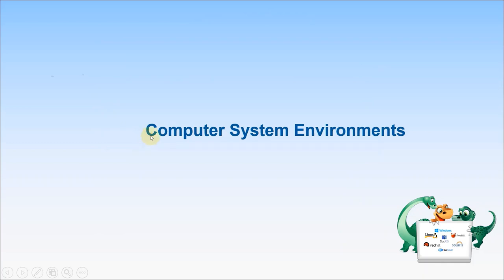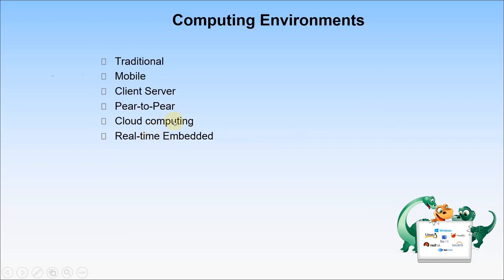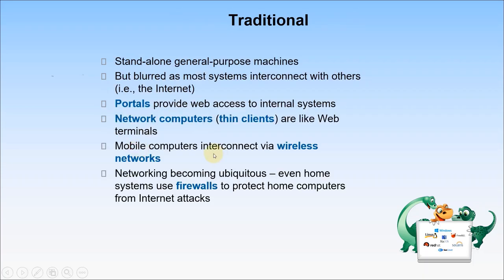Computer system environments. So this includes traditional, mobile, client-server, peer-to-peer, cloud computing, and real-time embedded. For traditional, when we say traditional, we are using standalone general-purpose machines. Your computer is not connected to the network. But this is blurred, as most systems interconnect with others, like the internet.